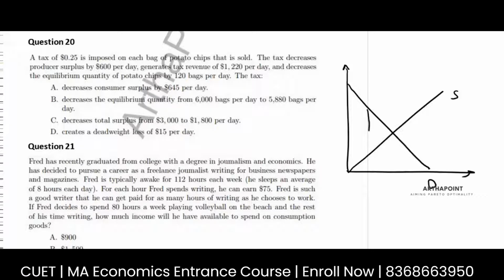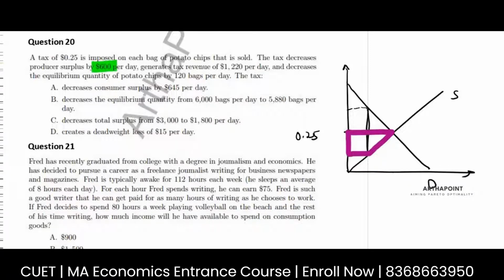I will first create this wedge. This is my tax, suppose. This tax is given to me as 0.25. And then it says that it decreases producer surplus. So initially price would have been this much, wherever the initial demand and supply were meeting. So it tells me that this area is given to me as 600.